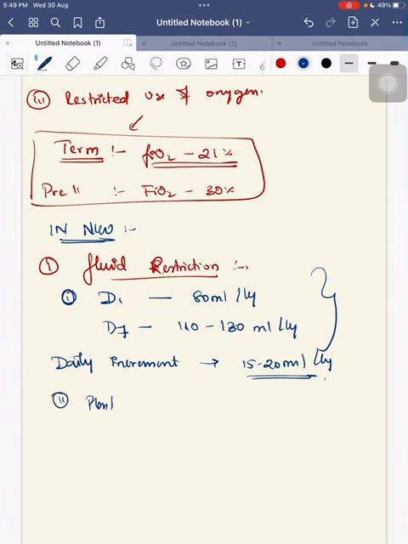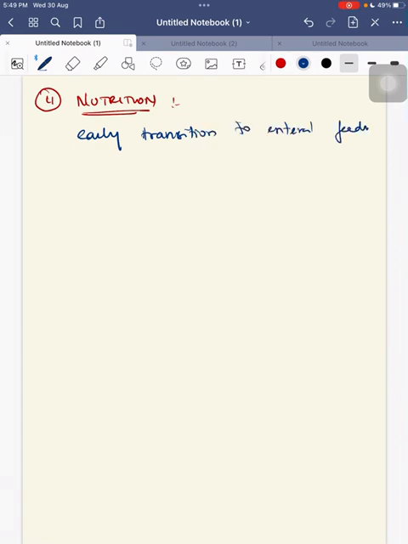Next, for fluid restriction, one is by using this method. Second, you can use plastic wraps. The plastic barriers, that is the cling wraps, are being used. It covers the infant, so that it can decrease the insensible water loss. Second is nutrition. Nutrition is early transition to enteral feeding. Parenteral nutrition is continued till the oral intake reaches 130 ml per kg per day.